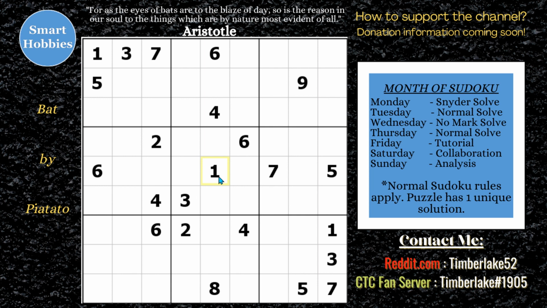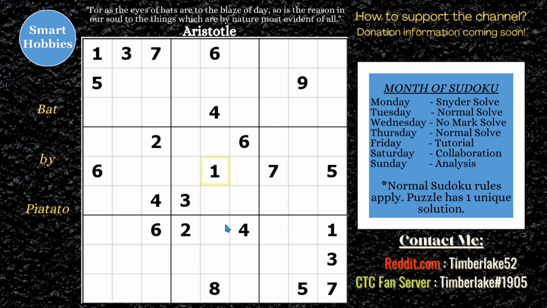Today in our month of Sudoku, we've got a no mark solve. This is Bat by Pietato. Thank you so much, Pietato, for letting me feature your puzzles on my channel. You gave me quite a few to choose from, and I thought this one was very interesting. You want to know why it's called Bat? Well, look for it yourself. I kind of maybe see the bat wings going this way with the head being right here. You tell me what you think. And with that, it's solving time.